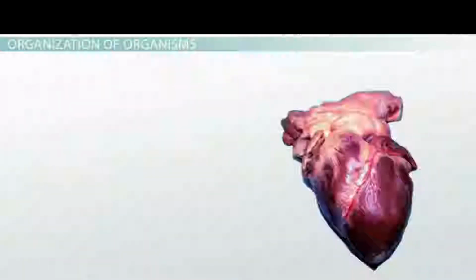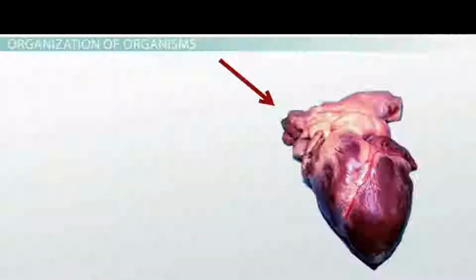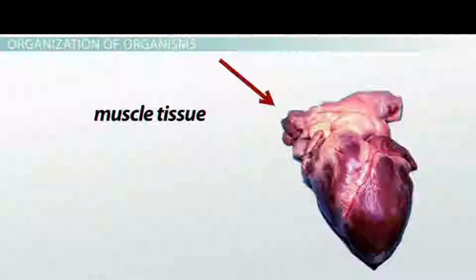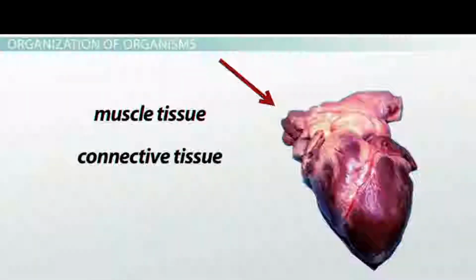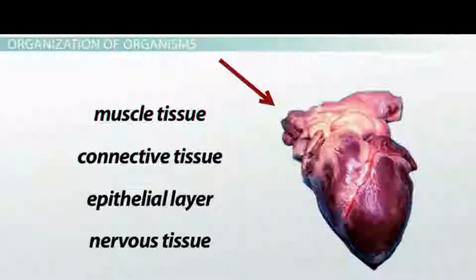The next level of organization above tissues is organs. An organ is a structure composed of several different tissues that work together to perform a certain task. The tissues within an organ work together to perform more complicated tasks than any one tissue is capable of. An example of an organ would be the heart. The heart is mostly muscle tissue, but is also composed of connective tissue, which provides structure for the heart, an epithelial layer that serves as a barrier to keep the blood contained in the chambers, and nervous tissue, which regulates the heart rate. Together, these tissues perform the more complicated task of pumping blood.